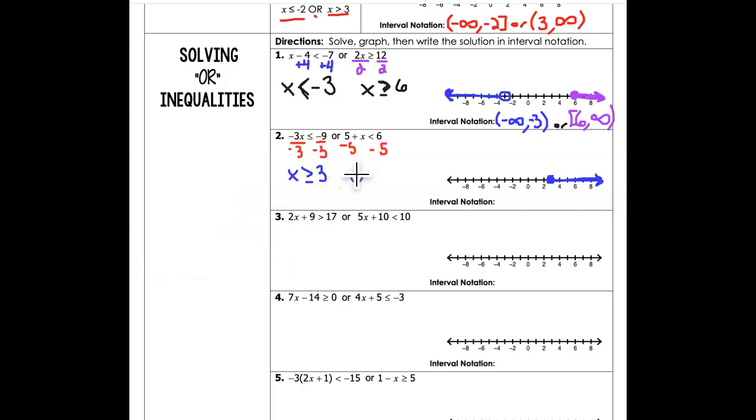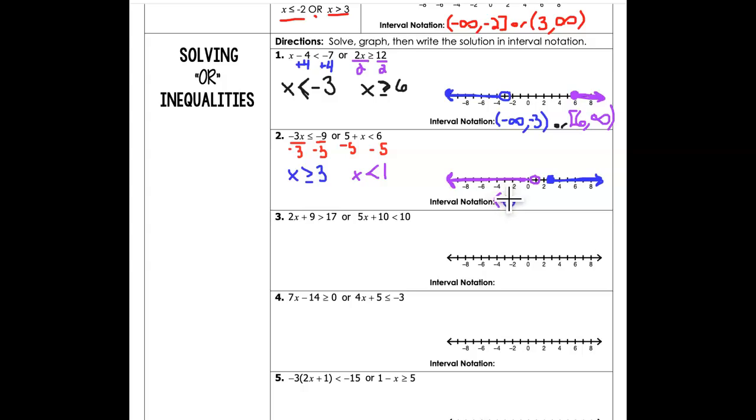So now I have x is less than 1. I go to 1 on my number line, I put my circle, I don't have to fill it in this time, and I want x to be less than 1, so that's going to go to the left. So now when I go to write my interval notation, my smallest value is this arrow pointing left forever, so that's going to be negative infinity.